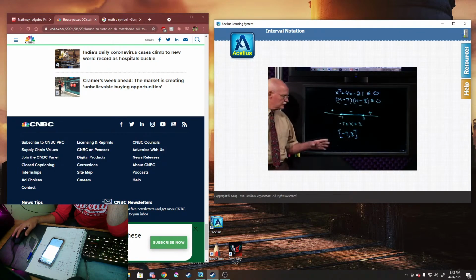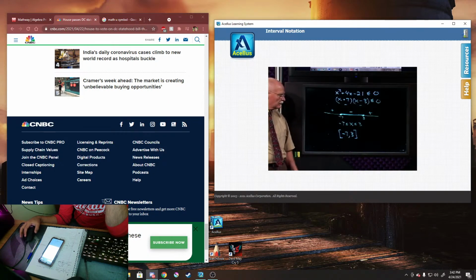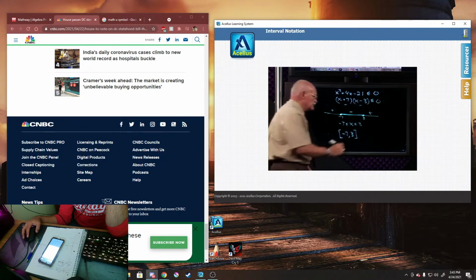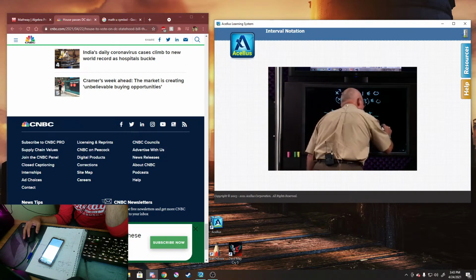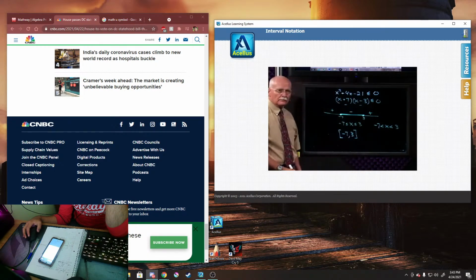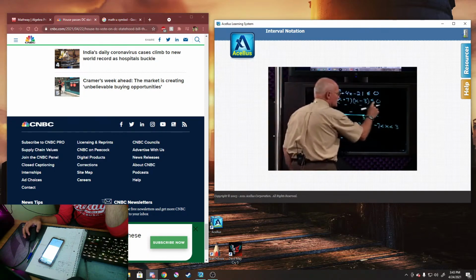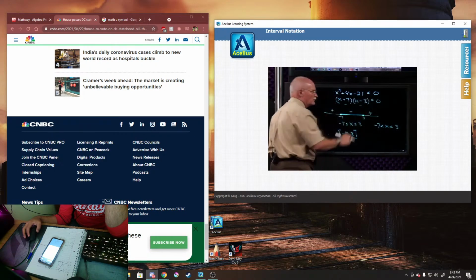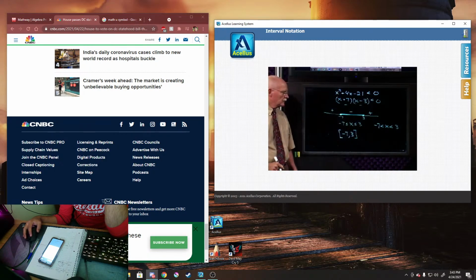The square brackets mean that 3 and negative 7 are included. Now, if it just would have been negative 7 is strictly less than x, which is strictly less than 3, now it doesn't say equal. That would have been the answer to this inequality. We don't want it to be equal to 0. We just want x to be in between.